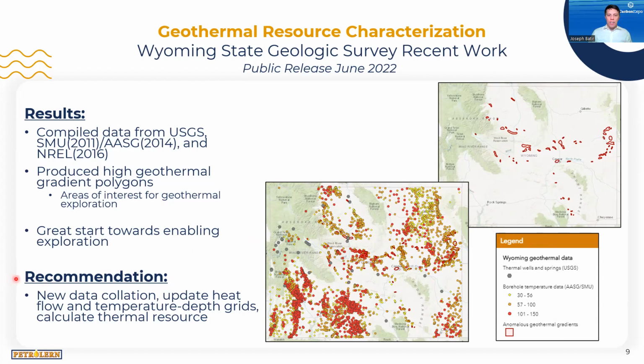It is still kind of that first phase though of just collecting data and now having it ready for future wildcatters and future explorationists going out there to produce energy. So our recommendation to the Wyoming Energy Authority at this time was to go out there, continue this data collation, update those heat flow maps and the temperature depth grids, and calculate the thermal resource. Now, those are things that we did not include in this study, but are things that we're interested in doing in the future.